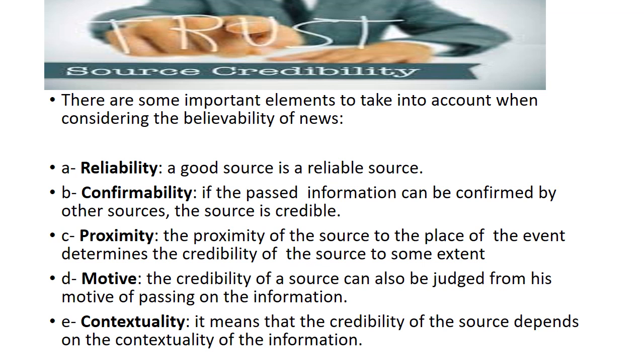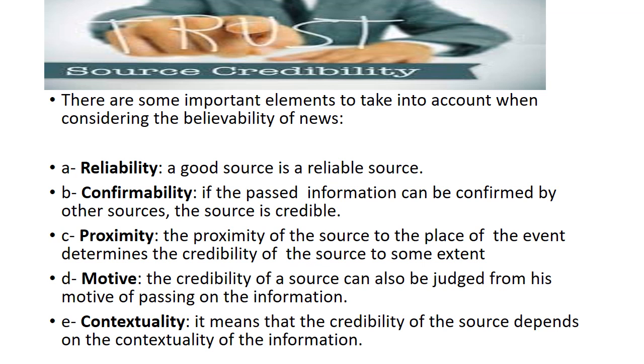Confirmability. If the past information can be confirmed by other sources. For example, you pass on information as news, then there is another channel, or another journalist, or another agency or organization which reports the same news. So you can say that your news or your information is confirmed. This is what we call confirmability.